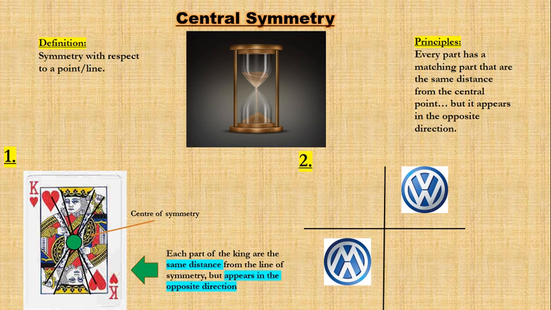So moving swiftly along to the Volkswagen sign. Here we have a line going through the intersection of two axes, and another one. Now it is important to note that the distance from the line of the original Volkswagen image to the intersection of the two axes, which is the center of symmetry, is the same distance from the center of symmetry to the new image, which appears in the opposite direction.